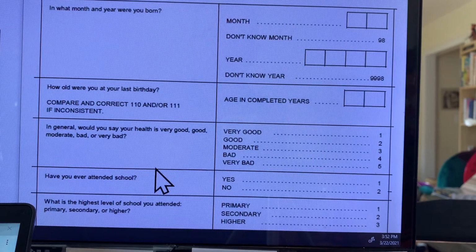All right. Have you ever attended school? Remember the binary that we said? It's a yes or a no. Here, you can't have a don't know, because that's the minimum that they need to know, right? Whether they attended school or not. And then the next, what is the highest level of school you attended? Primary, secondary, or higher? And here again, you have the chance to put one, either 1, 2, or 3.